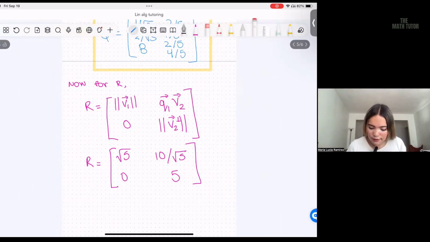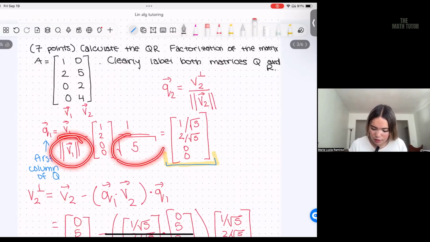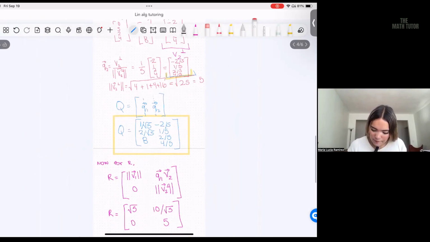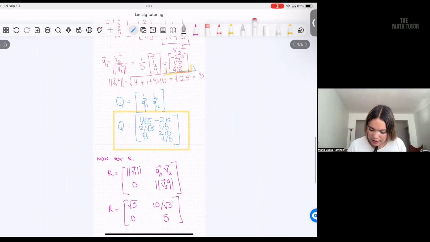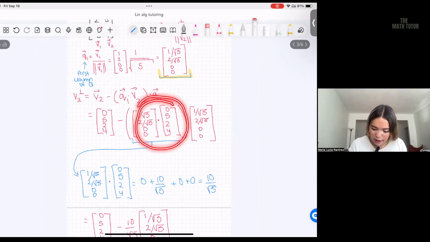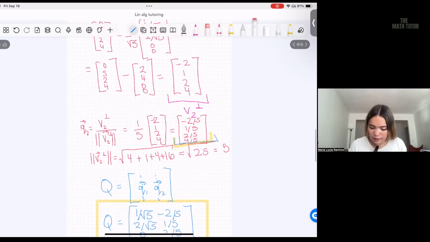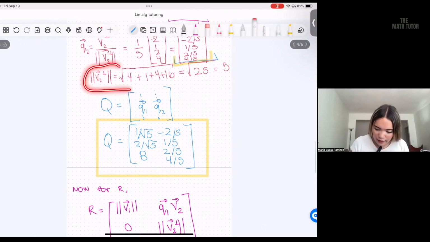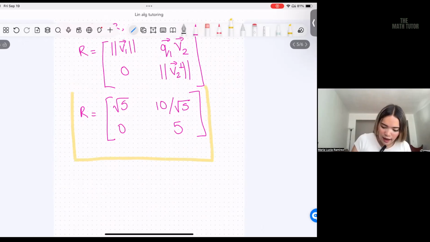So the magnitude of V1, I looked back and found it was √5. So V1 is √5. And then Q1 dotted with V2 is 10 over √5. And I found that here as the dot product, 10 over √5. And then the magnitude of V2 is just right here, and I found that as 5. So this is how you find Q and R.